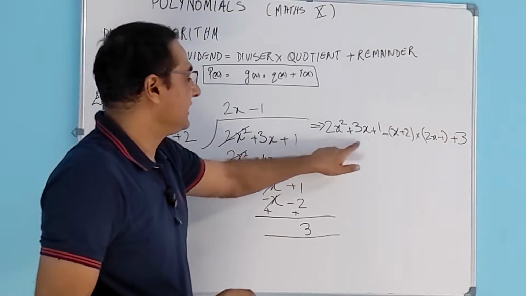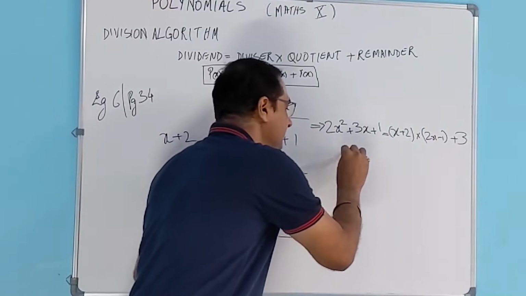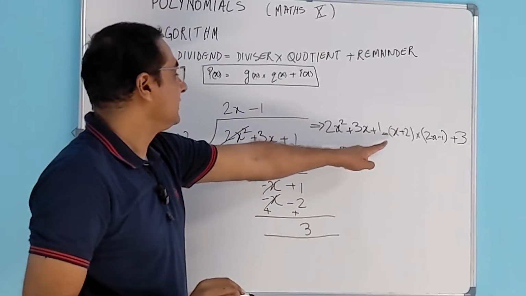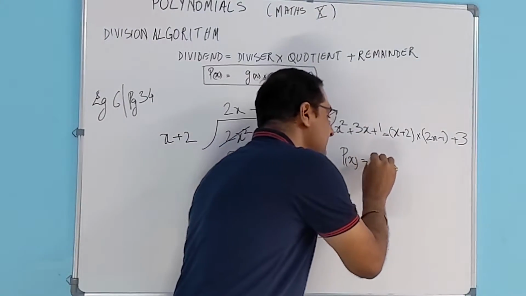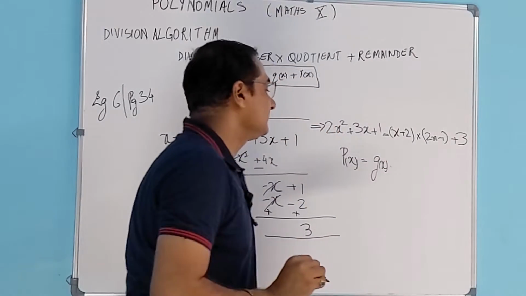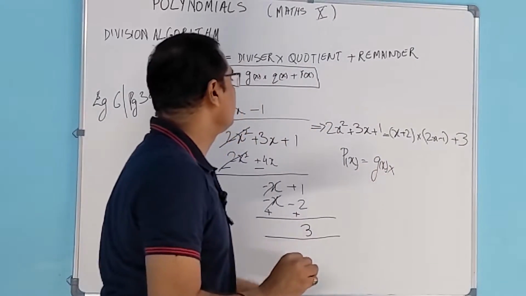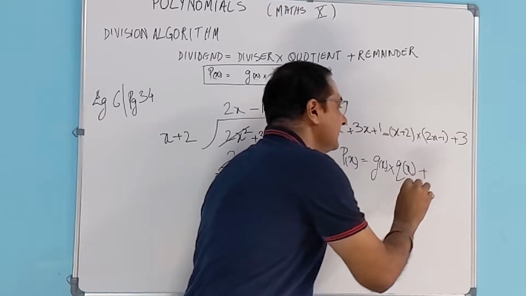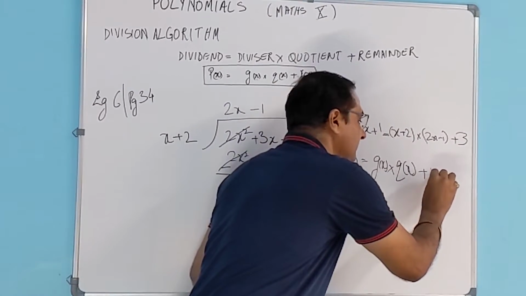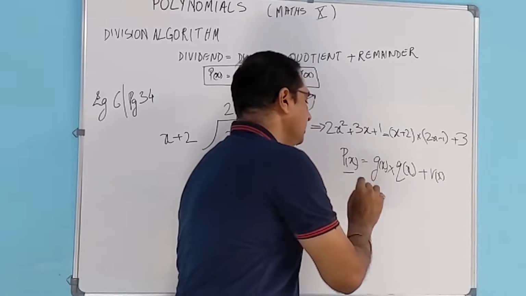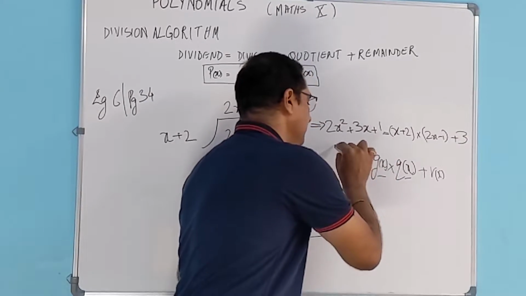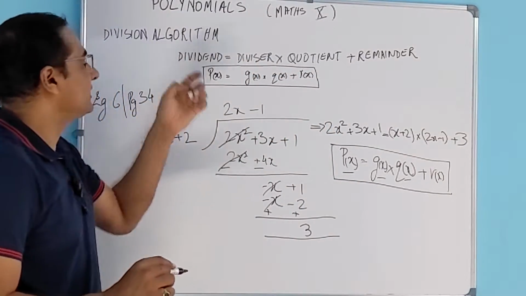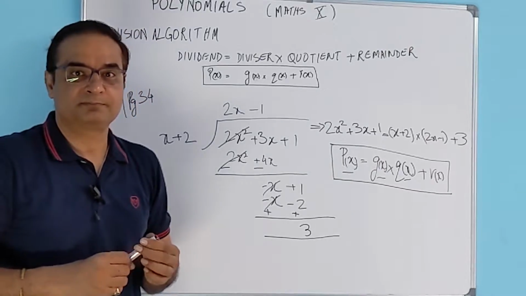Another way to write this: any polynomial is represented as p(x). So we can write p(x) equals, a divisor is also represented as g(x), then the quotient, q for quotient, so we write the quotient as q(x), and then r for remainder, so r(x). So polynomial equals divisor multiplied by quotient plus remainder, and this is what the division algorithm of polynomials is about.